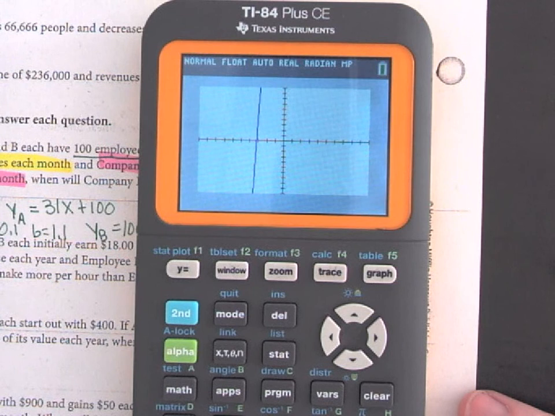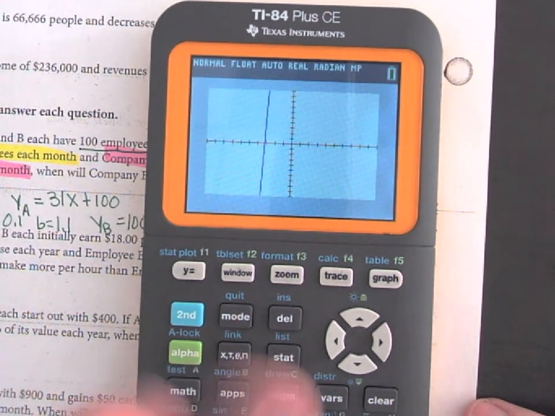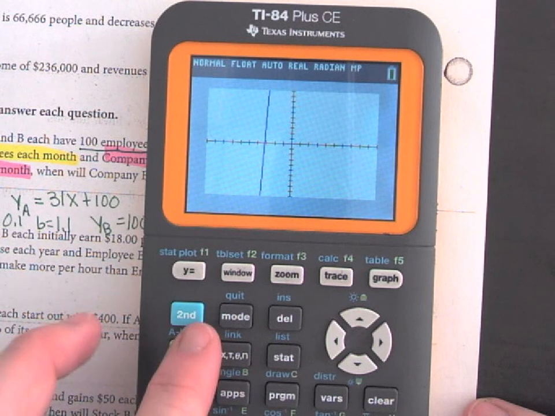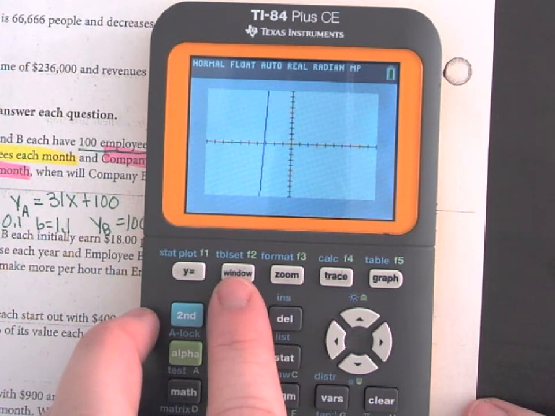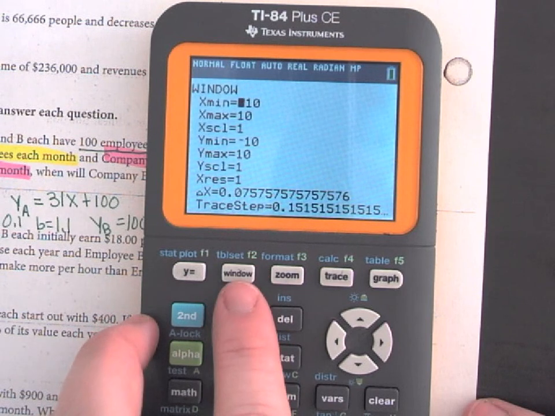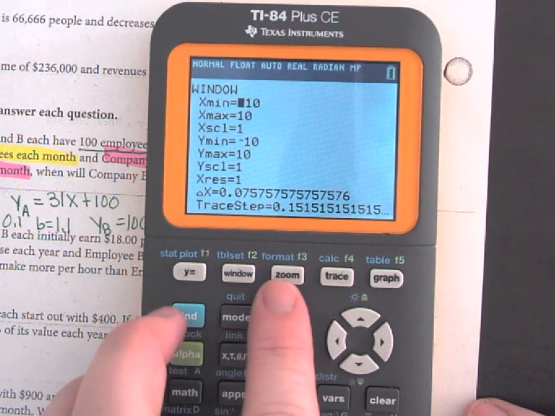Okay, the wheel has stopped. So obviously this window that I'm looking at is not really telling me anything that I want to see. So I can change my window. I can either put in exact values for the window, but I don't really know exactly where I want it to be.